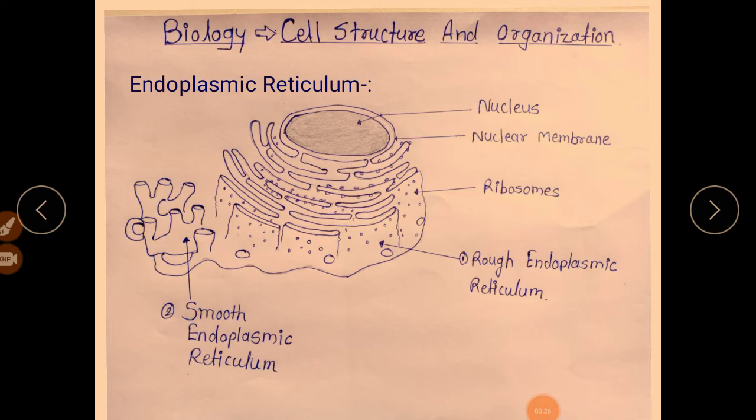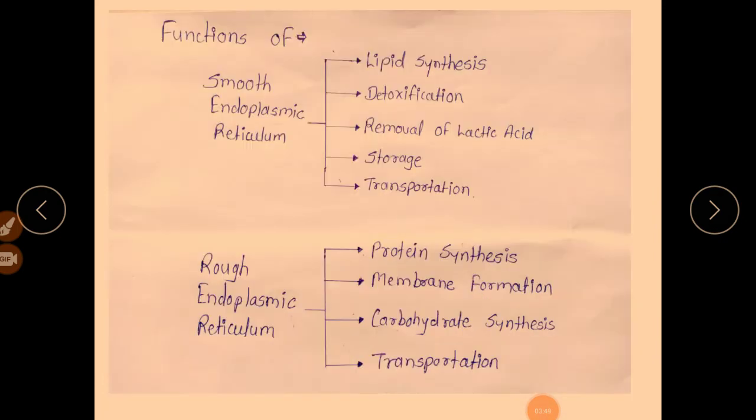Rough endoplasmic reticulum is always in contact with the nuclear membrane because it is attached to the nuclear membrane, and smooth endoplasmic reticulum is always in contact with the cell plasma membrane. Now we are going to discuss the functions of both types of endoplasmic reticulum.